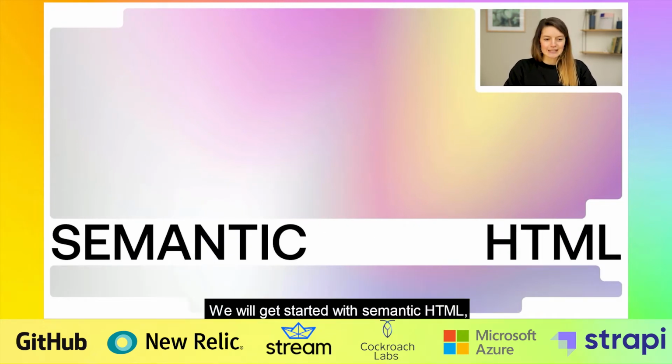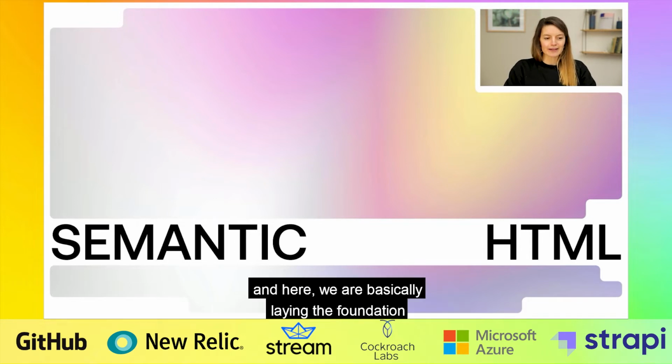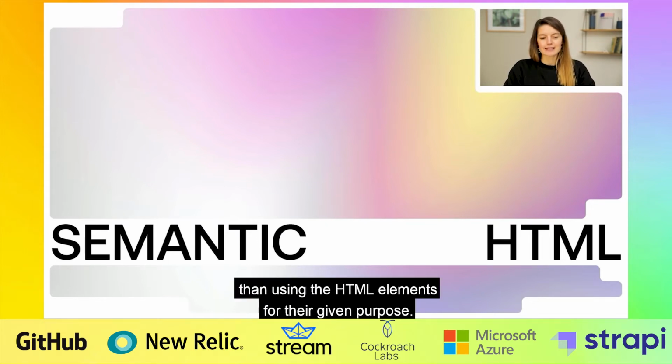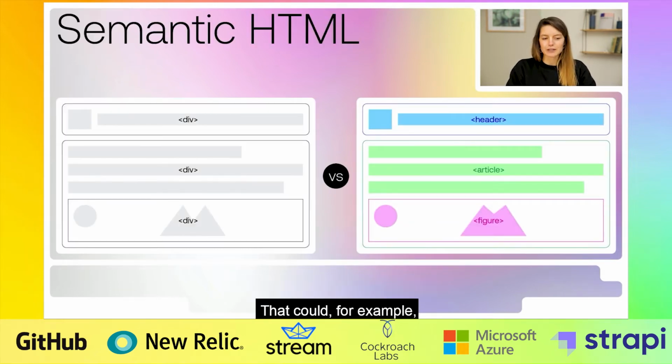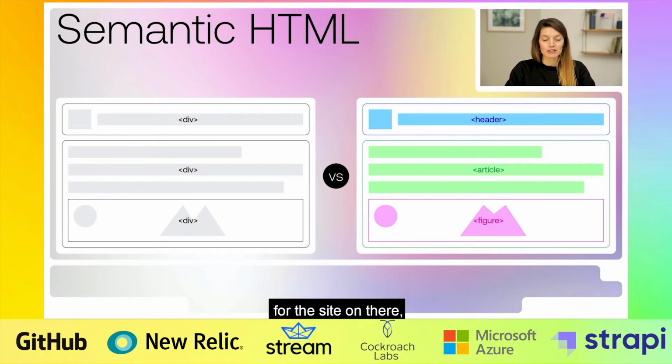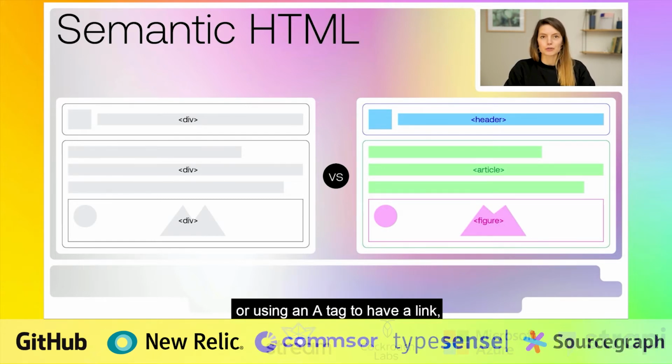We will get started with Semantic HTML, and here we are basically laying the foundation for all things web accessibility, really. Semantic HTML means nothing else than using the HTML elements for their given purpose. That could, for example, be using an H1 as the main headline and then including the most important information for the site on there, or using an A tag to have a link, or UL for an unordered list. You name it, the list goes on.